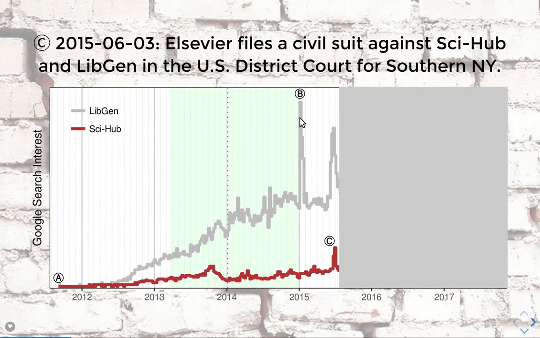Fast forward, and we see the first real spike in interest in Sci-Hub. Until now, the growth had been gradual, and the interest was relatively low. But Elsevier, the largest scholarly publisher, noticed Sci-Hub and filed suit against them in the United States District Court for the Southern District of New York. Now, does anyone have an idea what this photo is?